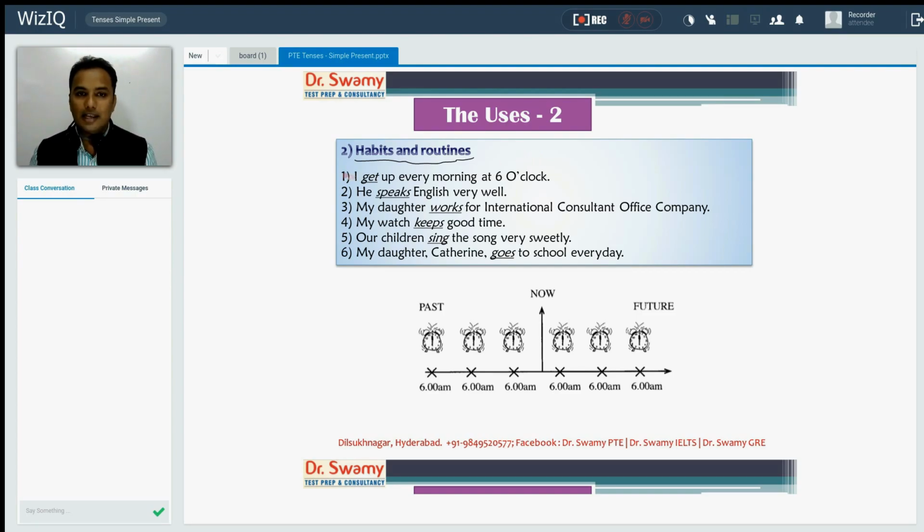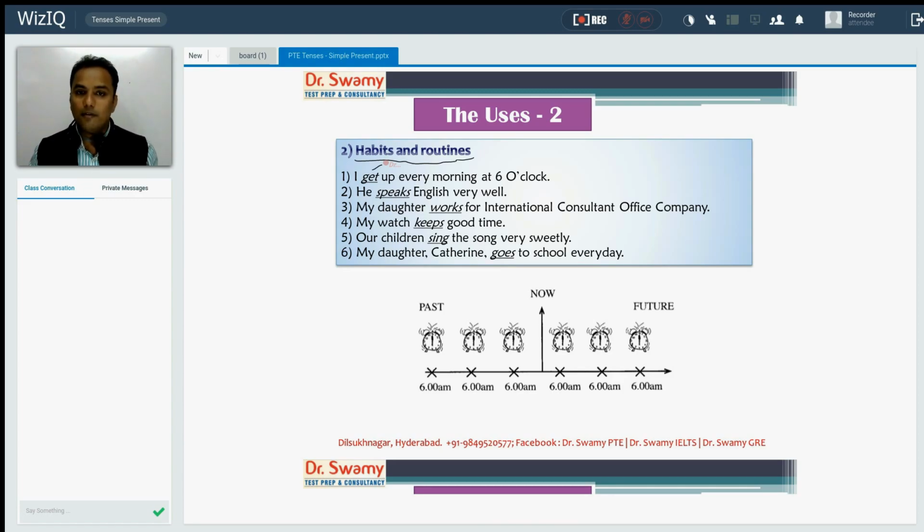Another use of simple present tense is to express habits and routines. Now, if you look at the example, "I get up every morning at 6 o'clock." This is a routine which is done every day. So, when you want to talk about actions which regularly happen, which usually happen, then you have to express that in simple present tense. To express in simple present tense would mean to use the verb in the first form. In this case, it is "get."